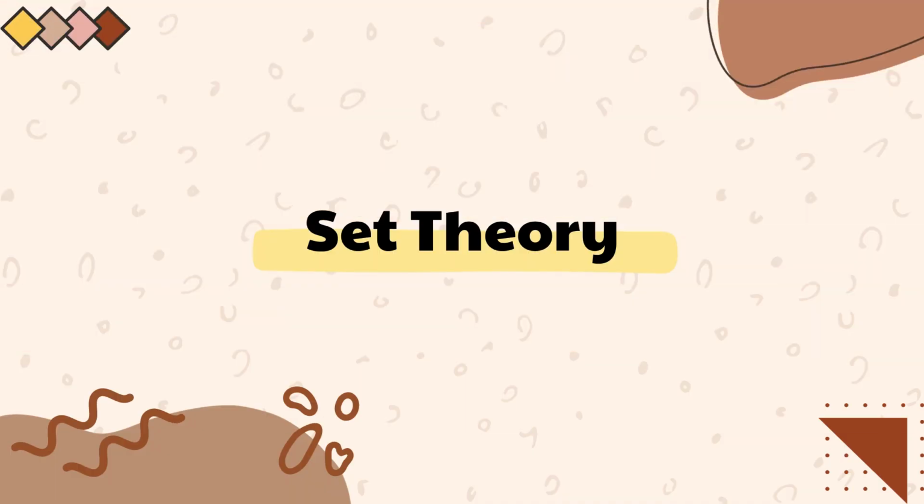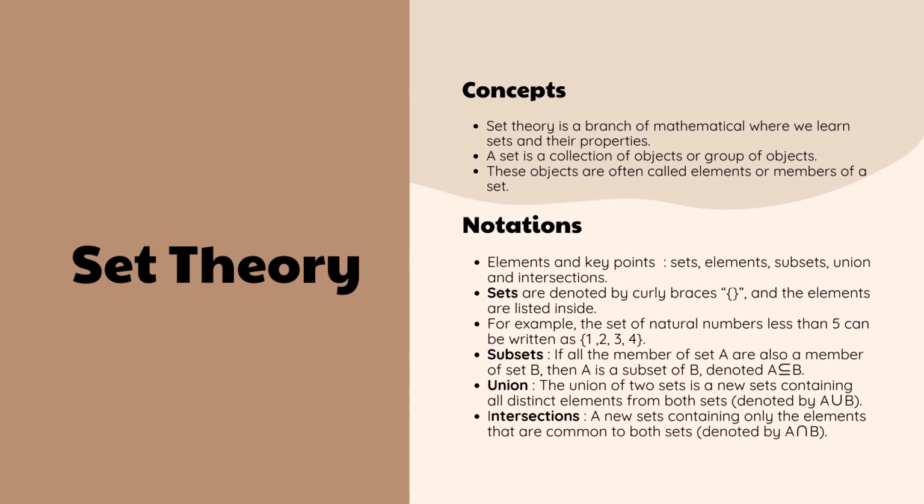First, the introduction of set theory. Set theory is a branch of mathematical logic that deals with studying sets, which are collections of distinct elements. In set theory, a set is considered a well-defined, unordered grouping of objects, and these objects can be anything, for example, numbers, letters, or even other sets. There are a few elements and key points in set theory, including sets, elements, subsets, unions, and also intersections.